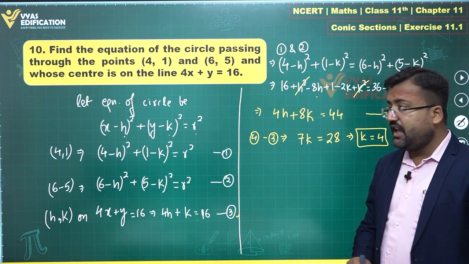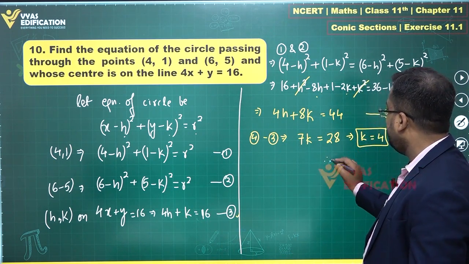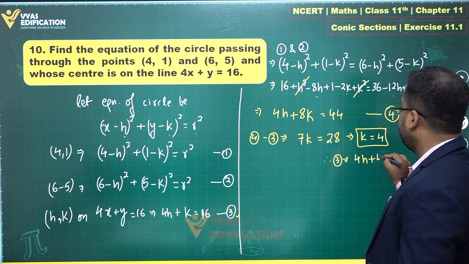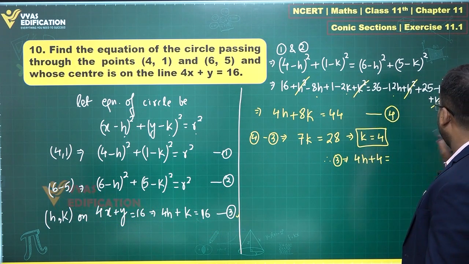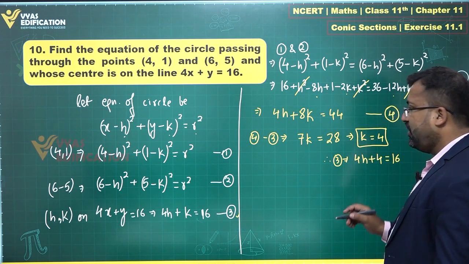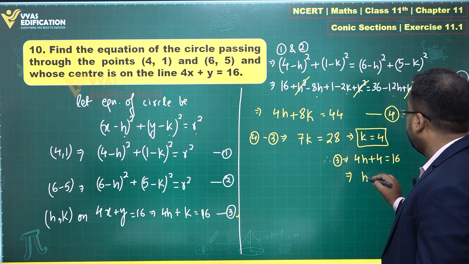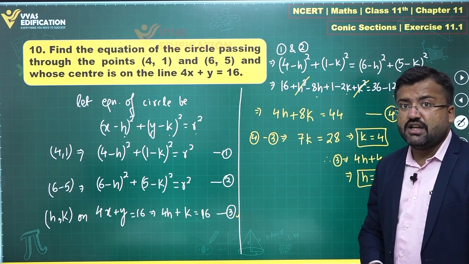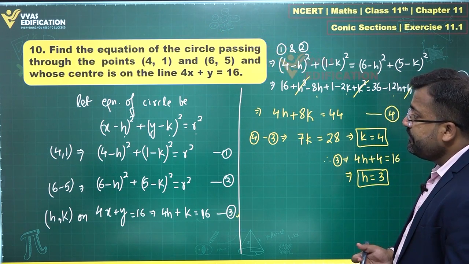Okay, once you have obtained k, therefore h can be obtained from this equation. Therefore, equation 3 tells me that 4h plus 4 will be equal to 16, or h will be equal to 16 minus 4 is 12, by 4 is 3. h equals 3. This is what I get. k is equal to 4, h equals 3. Those are the values of h and k, as you can observe over here.